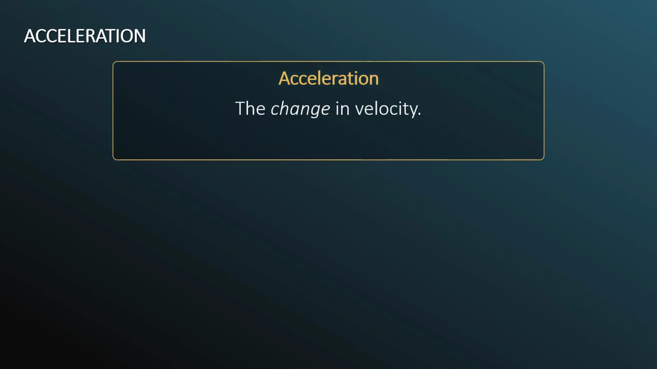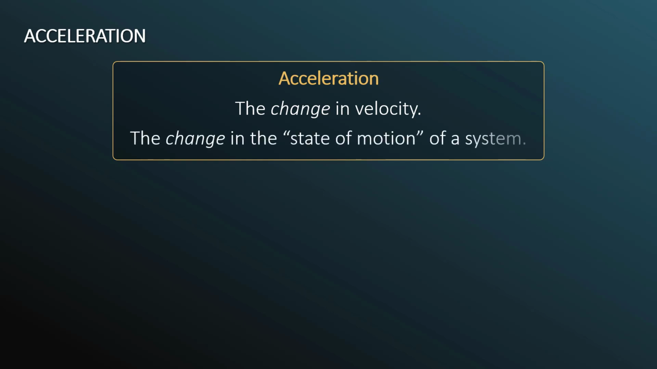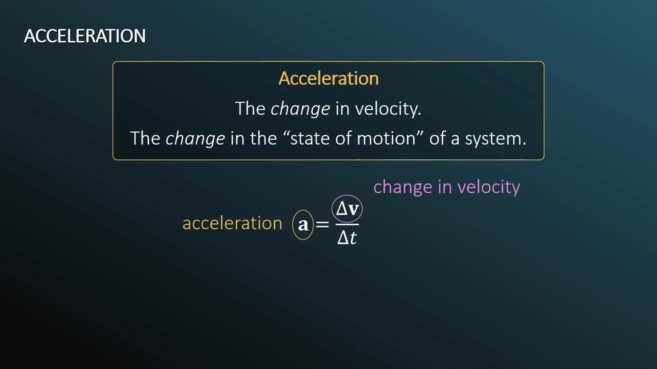Acceleration. It's simply the change in the velocity. It is the change in the state of motion of a system. It is simply written like this. Acceleration, which is a vector, is the change in the velocity divided by the time over which that change in velocity occurred. So a is our acceleration, delta v is our change in velocity, and delta t is our change in time. And the units, of course, the change in velocity is measured in meters per second, the change in time is measured in seconds, and therefore our acceleration has the units of meters per second squared.